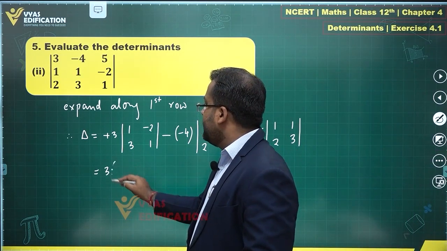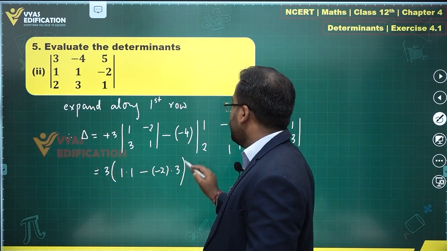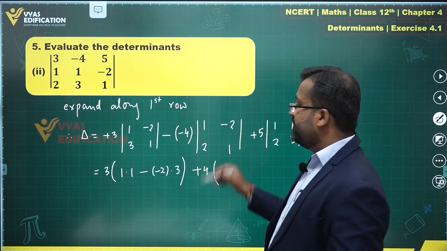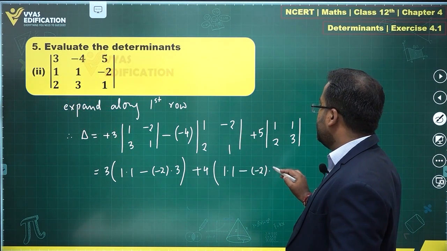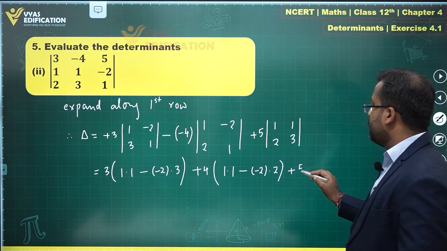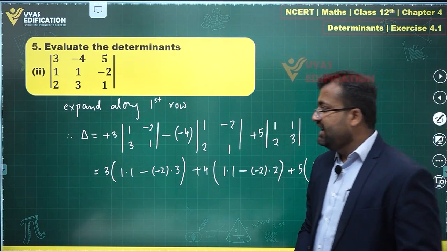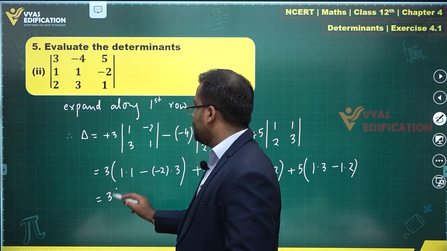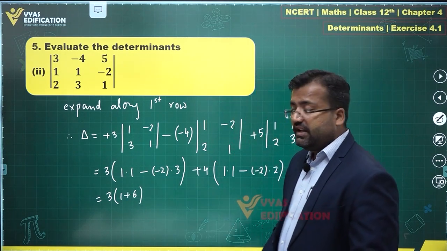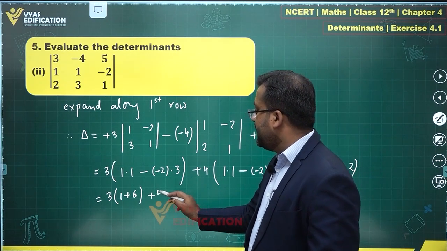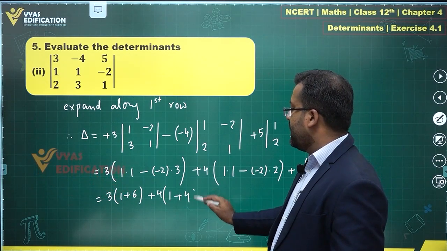So this becomes 3 times, 1 times 1 minus 2 times 3. This becomes plus 4, and the value of this determinant will be 1 times 1 minus 2 times 2. Plus 5, then you have 1 times 3 minus 1 times 2. This is what you have, right? What else? This becomes 3 times 1 plus 6 is what you get over here. The next term will be 4, and in the bracket what I have is 1 plus 4, as I have observed over here.